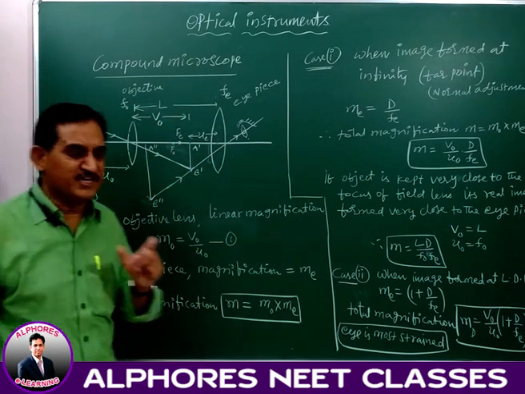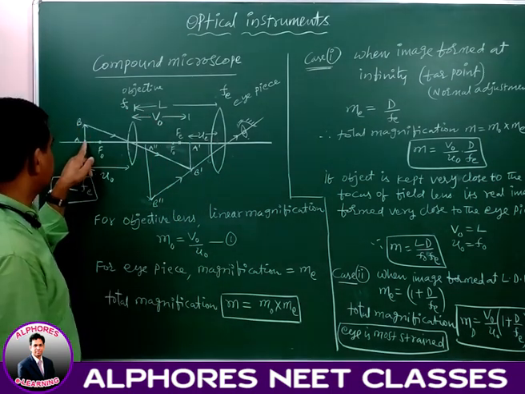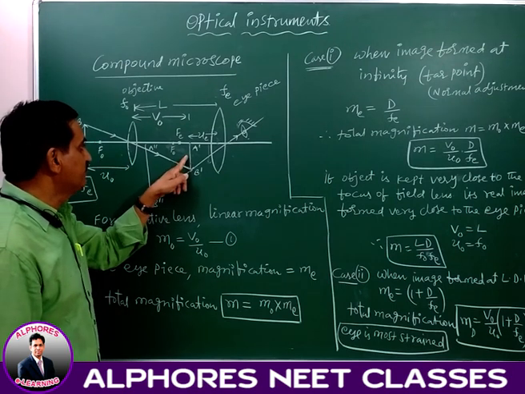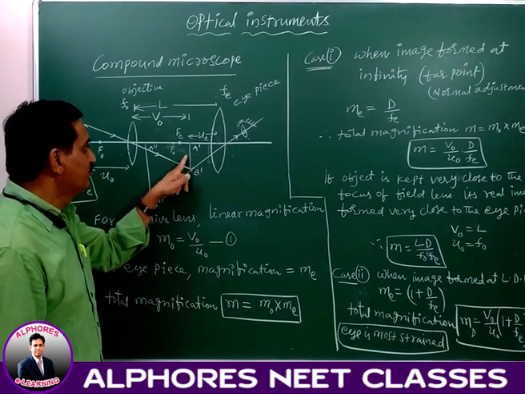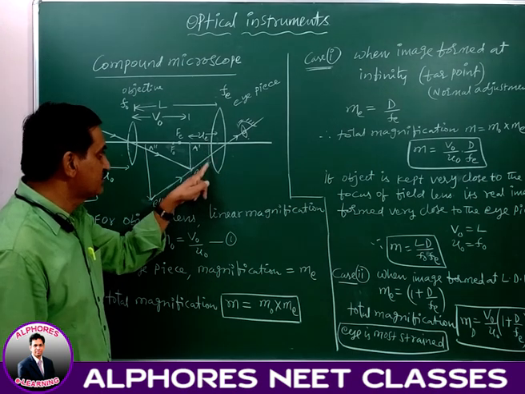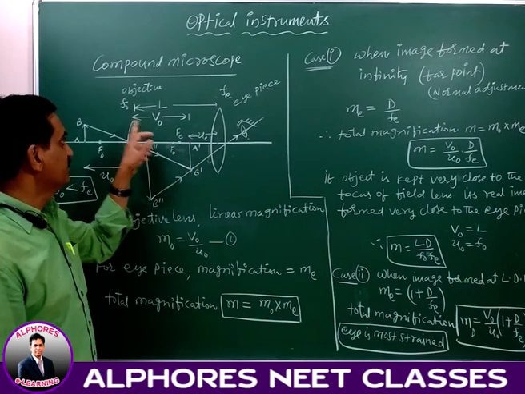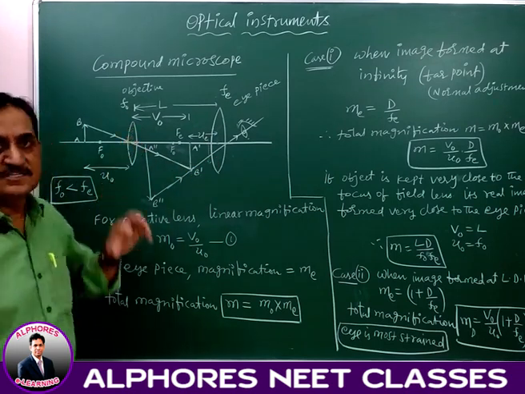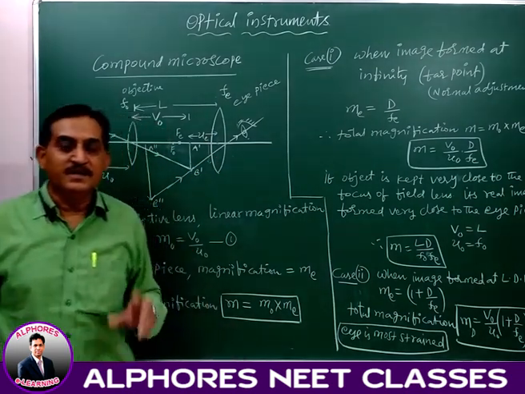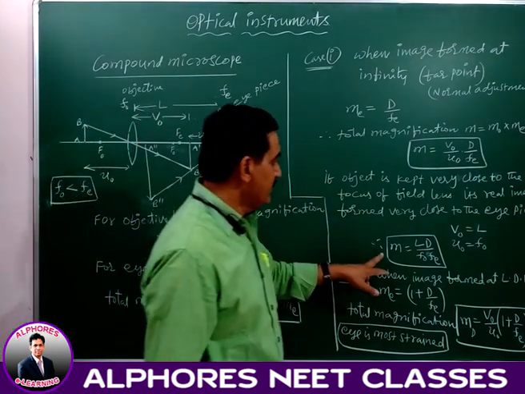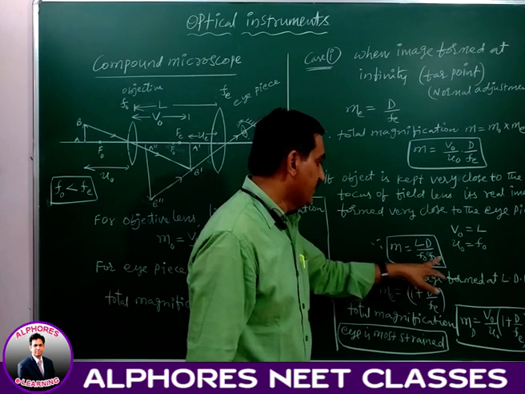It is a special case whenever the object is kept very close to the focus point, then its corresponding image A dash B dash will move towards the eyepiece. It almost touches the eyepiece, where the image distance is taken to be the distance between the two lenses, which is said to be the length of the compound microscope. So now finally we are getting LD by f naught Fe.